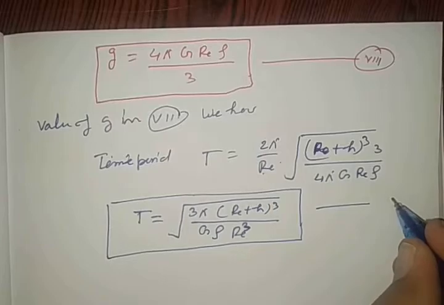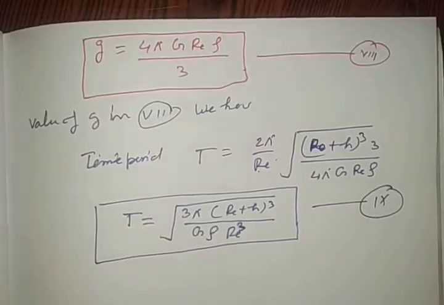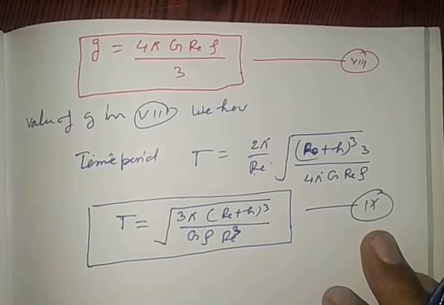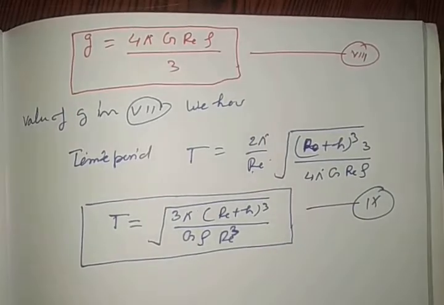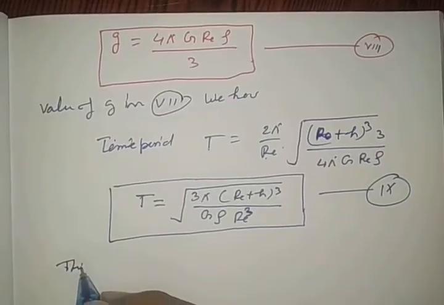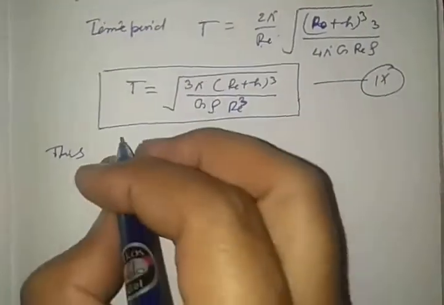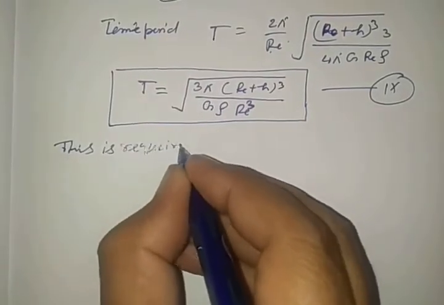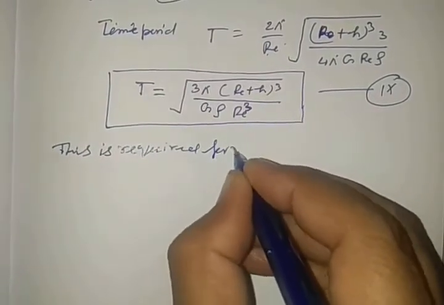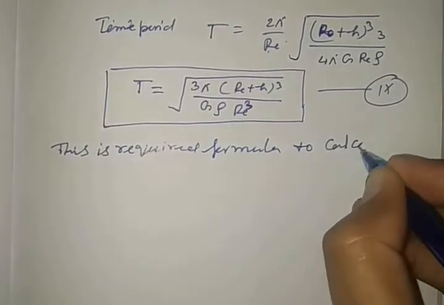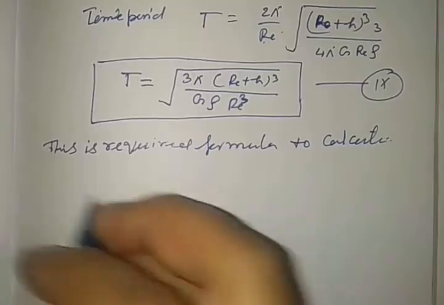So see carefully, equation number 9 and equation number 7 both are to calculate the time period. So this is the required formula to calculate time period.